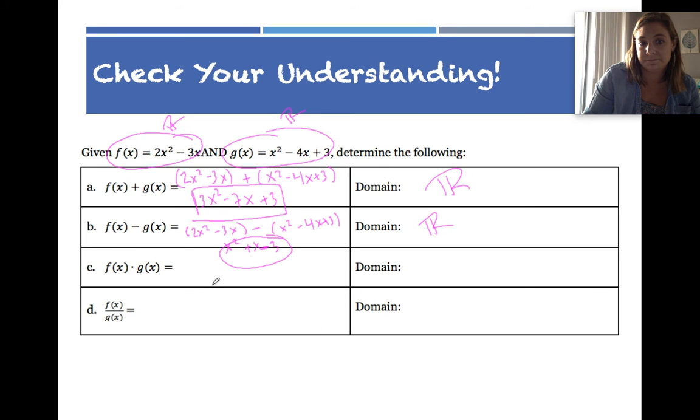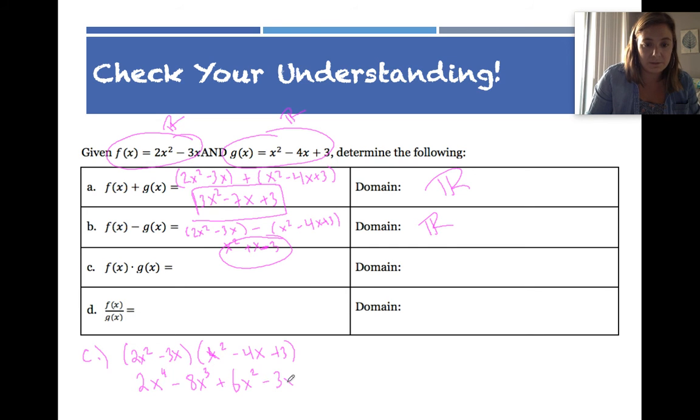What about multiplying them? I'm going to do c down here if it's okay with you guys. 2x squared minus 3x times x squared minus 4x plus 3. Double distribution. I'm going to distribute that 2x squared first. So that's going to give me 2x to the 4th minus 8x cubed plus 6x squared. And then I'm going to distribute that negative 3x.